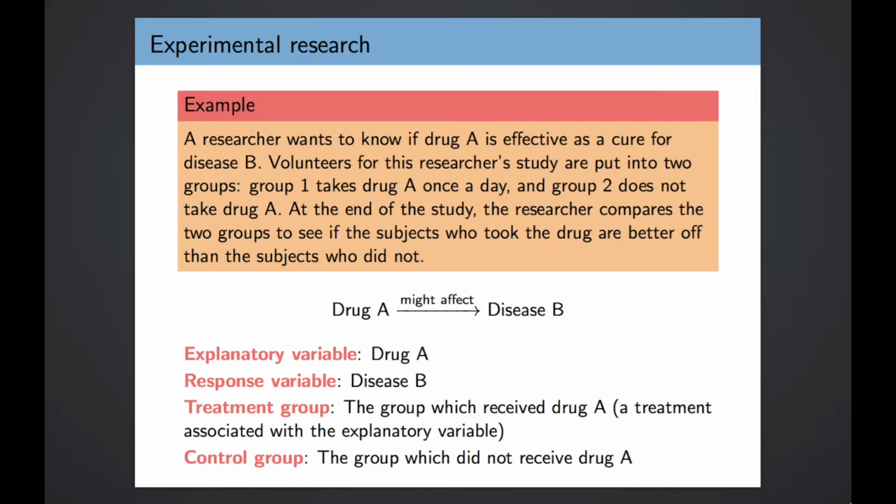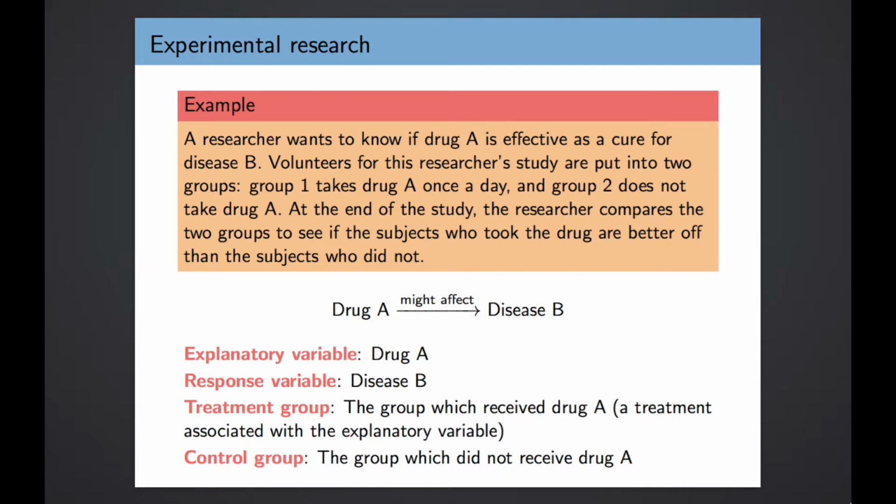So now we're going to switch gears and talk about experimental research design. Let's start by looking at an example. In this scenario, a researcher wants to know if drug A is an effective cure for disease B.